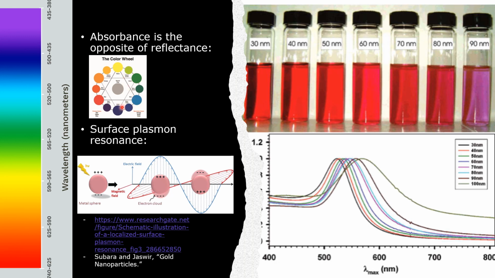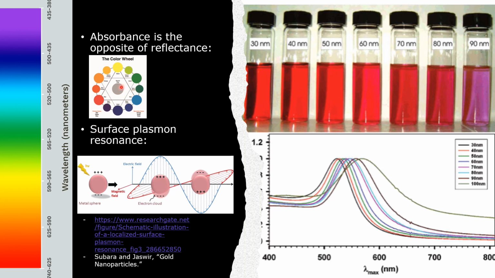UV visible spectroscopy allows us to determine the exact wavelength of light absorbed with more accuracy than the human eye, giving us a better understanding of color as it relates to the world as a whole. It turns out there's a lot of interesting quantum physics involved in color theory. If we look at the UV vis spectrum in the bottom right corner, we see an absorbance for the 30 nanometer nanoparticles at a wavelength of about 540 nanometers. If we look at the spectrum, we see that this is an absorbance in the green region, which correlates to a reflectance of red.